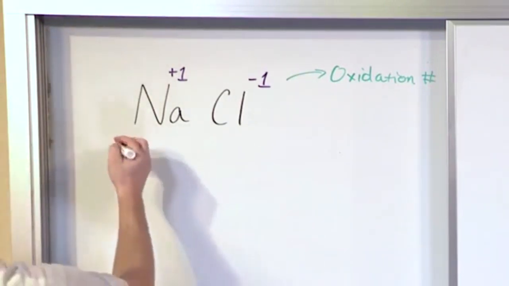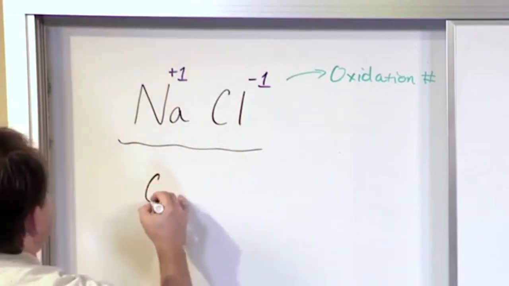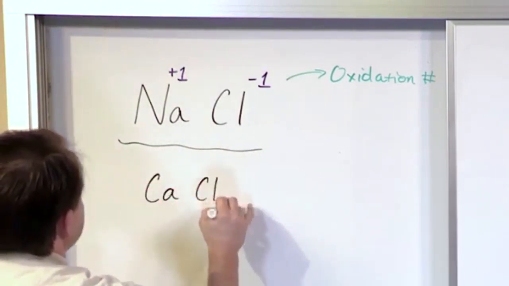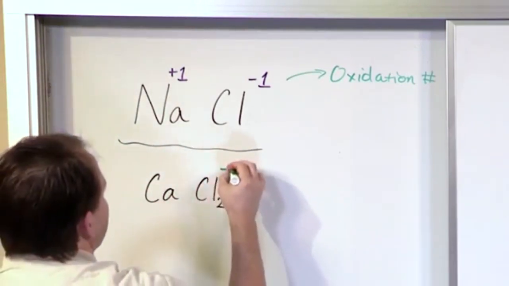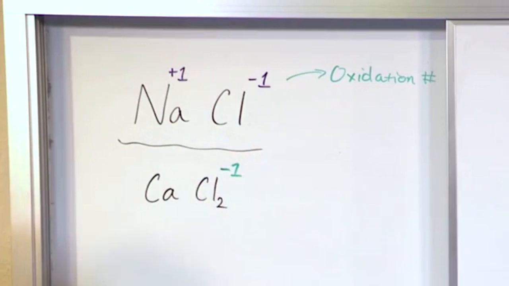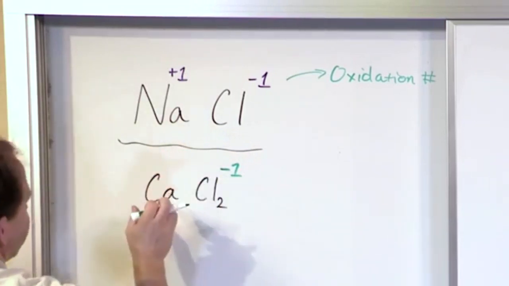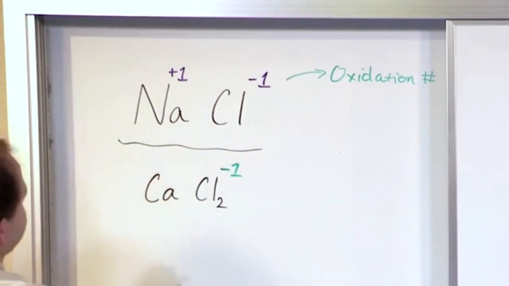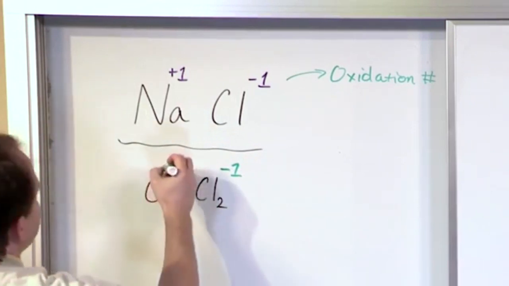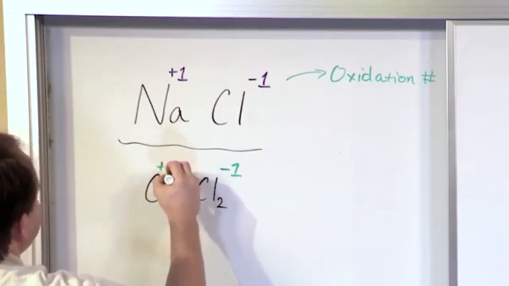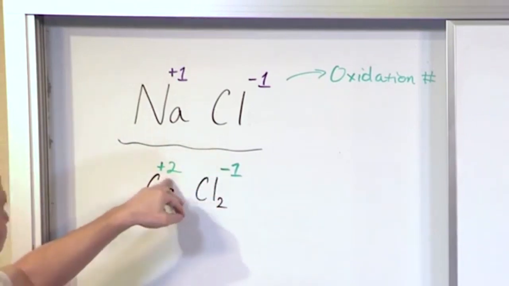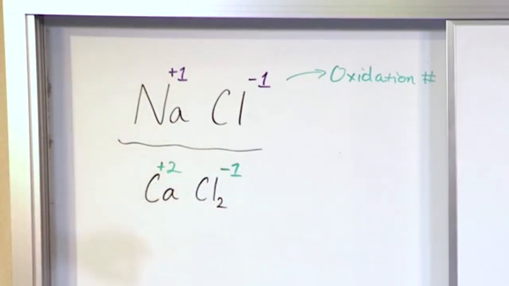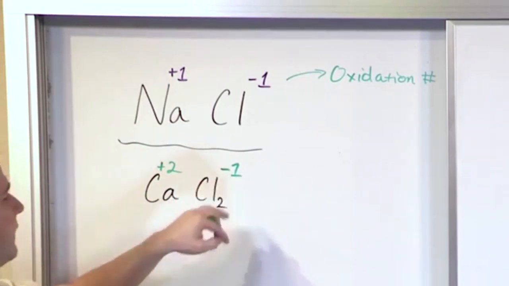Okay, let's look at another one real quick. Calcium chloride. Again, chlorine almost always really wants to have a charge of -1. And calcium, if you look at the periodic table, is in the second column from the left-hand side. It always wants to lose 2 electrons, so it always wants to have a charge of +2. So these would be the oxidation numbers. The oxidation number of calcium is +2. The oxidation number of chlorine is -1.